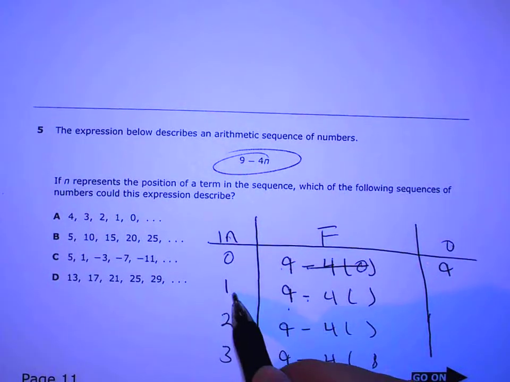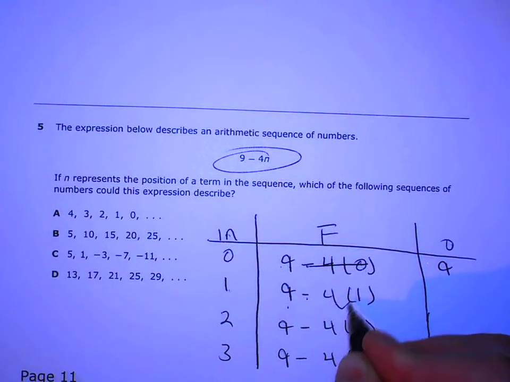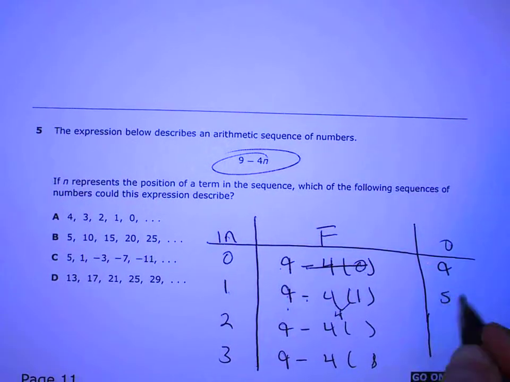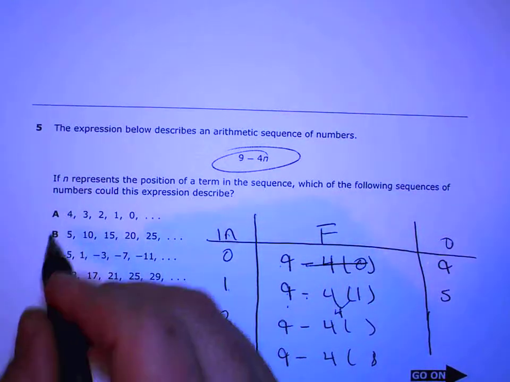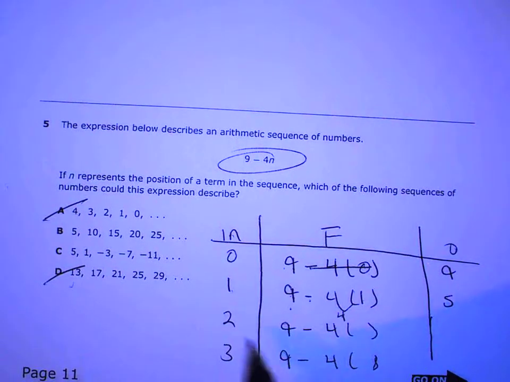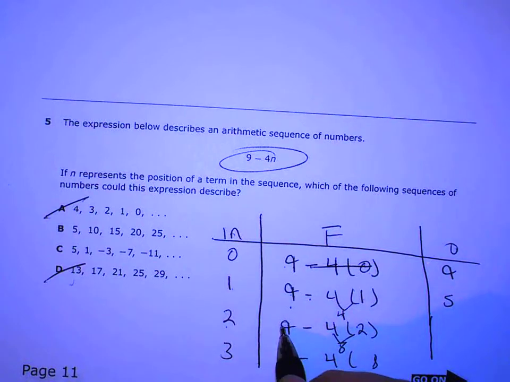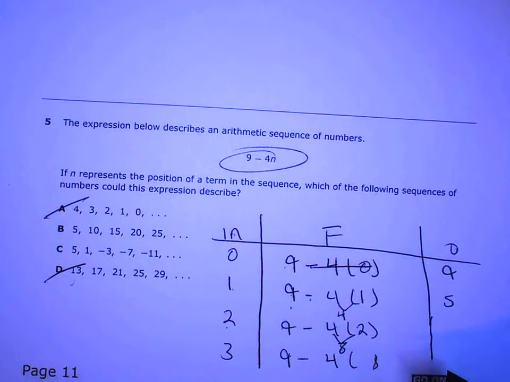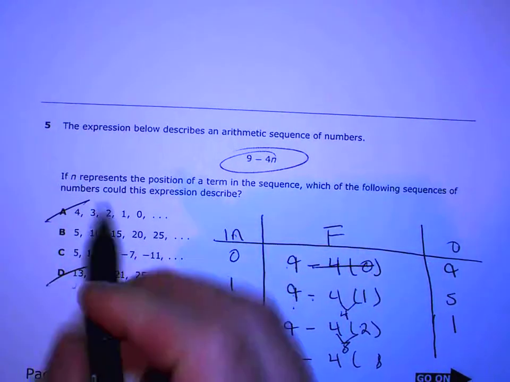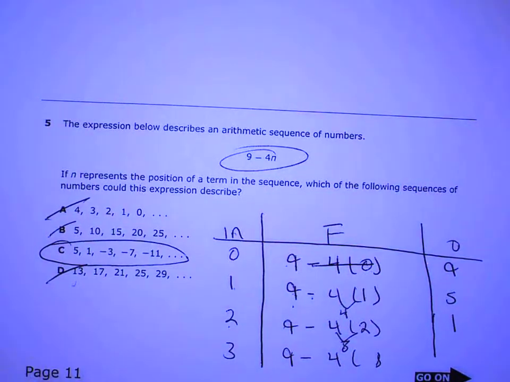1 will go in. 4 times 1 is 4. 9 minus 4 is 5. Do any of these start with 5? I've got 2 possible answer choices, B and C. Let's do the next one, find out which one it is. 2 is going to go in. 4 times 2 is 8. 9 minus 8 is 1. Which one of those is 1? C. My answer choice is found. Okay?